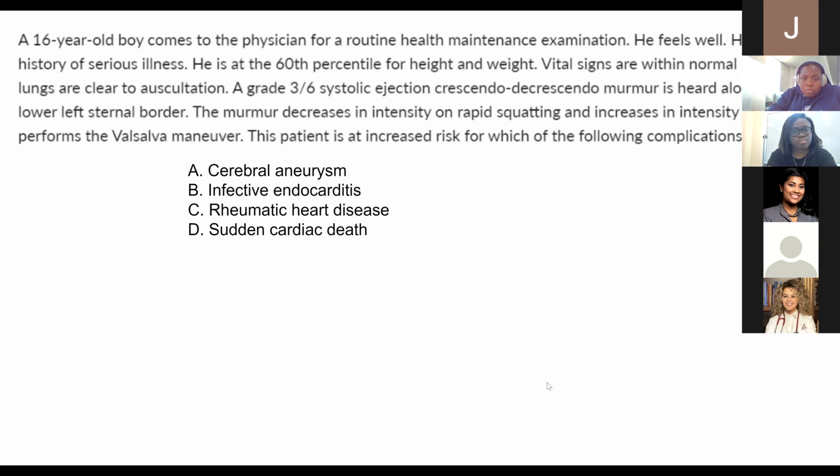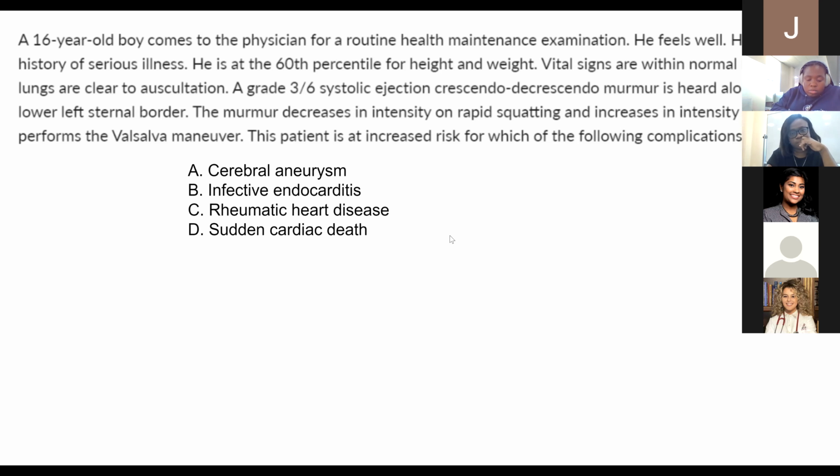One of you guys did get the answer. It is D, sudden cardiac death. So whoever chose D, if you want to say what here did you think of? What do you think this patient has? I was thinking of hypertrophic cardiomyopathy. Perfect, right. HOCM, hypertrophic obstructive cardiomyopathy. Beautiful job. Yes.